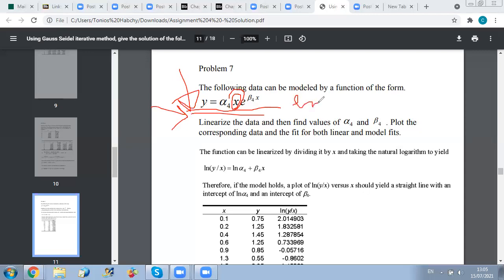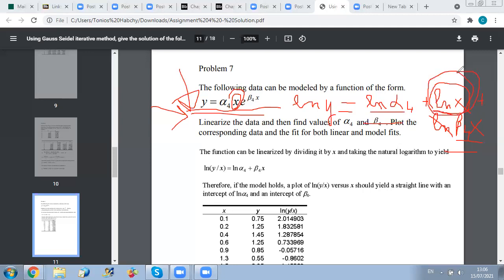No, I will get the following. I will get ln y equals ln alpha 4 plus ln x plus ln exponential beta 4x. So ln and exponential will cancel out, so plus beta 4x. What is preventing my function from being of a linear form is this term, ln of x, because it's not a constant term. This is a linear term, beta 4 times x. This is a constant, it's fine. But this term is not good for me.